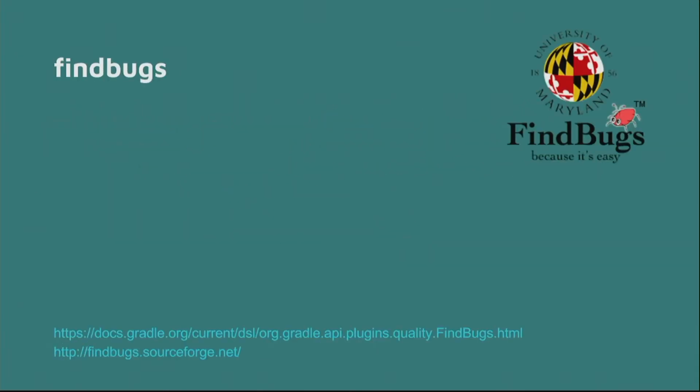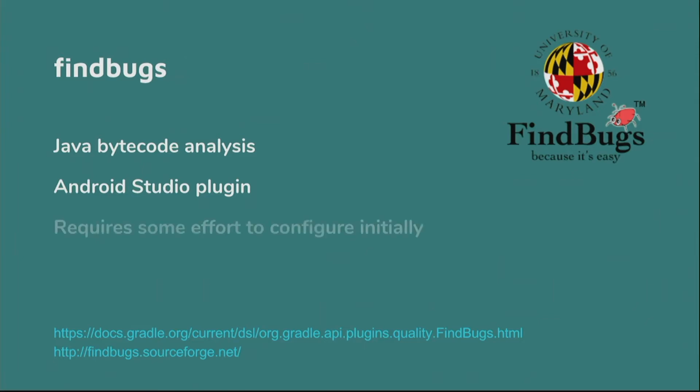FindBugs. This one is a Java bytecode analysis tool, which may analyze Java bytecode. This is not as intelligent as the previous one, because it's actually designed to analyze Java code, but it's still useful. It still may find bad things in your projects. It may find some things you can optimize and can implement. It has an Android Studio plugin, which you can also integrate into Android Studio and see issues in the IDE.